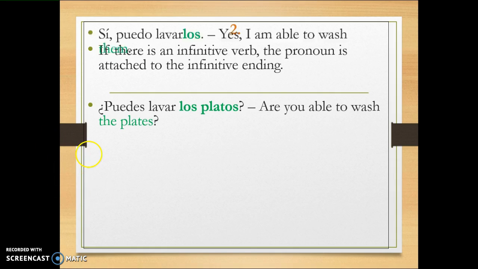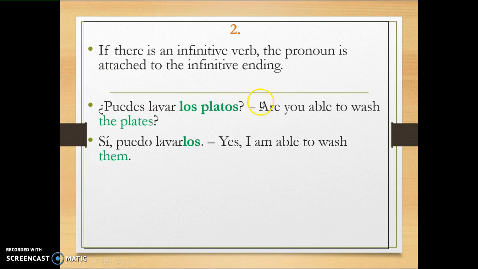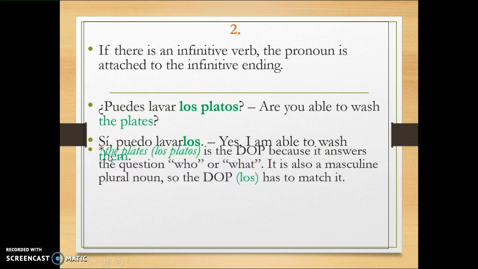Here's an example. ¿Puedes lavar los platos? Are you able to wash the plates? Here, see this verb right here? It has not been conjugated. It is in the infinitive form. Correct? It ends in AR. It has not been conjugated. So we can attach whatever we're going to replace los platos with to the end of this verb. Are you able to wash the plates? Sí, puedo lavarlos. Yes, I am able to wash them.